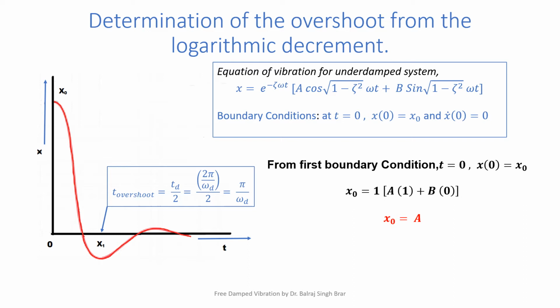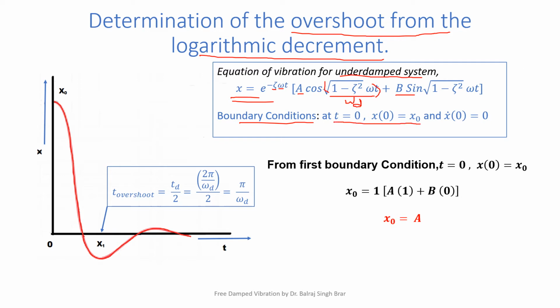In the determination of the overshoot, we derive the relation and usually write it in terms of logarithmic decrement. For the underdamped vibration system, the equation of vibration is x is equal to e raised to power minus zeta omega t, bracket starts, capital A, a constant, cosine of under root of 1 minus zeta square omega, which is the damped frequency, up to here, t plus B, another constant, sine of under root 1 minus zeta square omega t. Boundary conditions are at time t equal to 0, initial displacement x at 0 is x naught and initial velocity is 0.